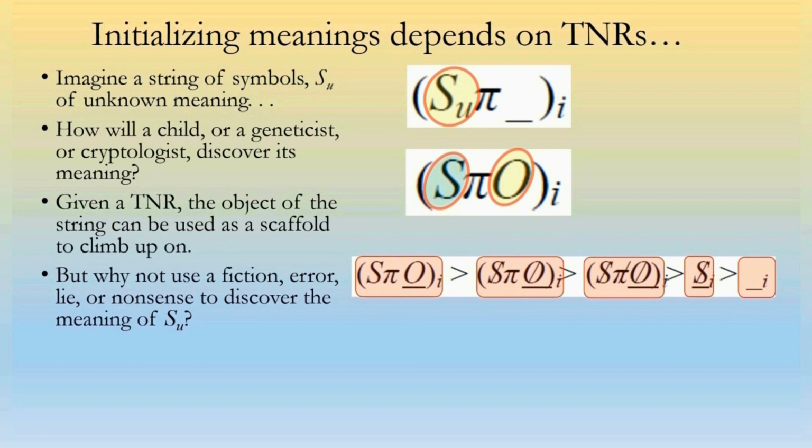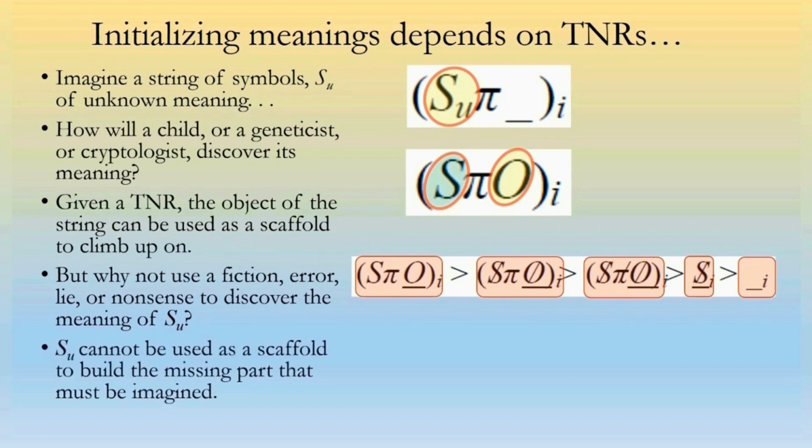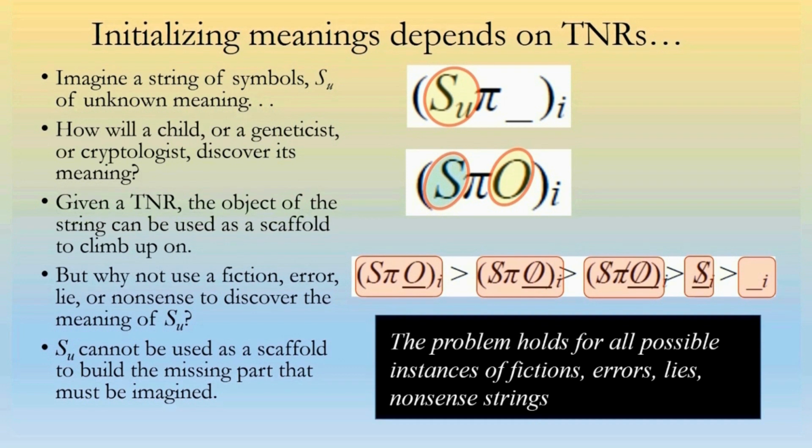Details aside, it's not possible to do that precisely because S sub u can't be used as a scaffold to build the meaning of the fictional part that has to be imagined, because we don't know the meaning of S sub u. That's why it's called an unknown symbol or a string of unknown meaning. Therefore, the proof is complete because the irreversibility holds at every step of the derivation from TNRs on the one hand through fictions, errors, lies, scrambled nonsense, and complete absence of a sign.